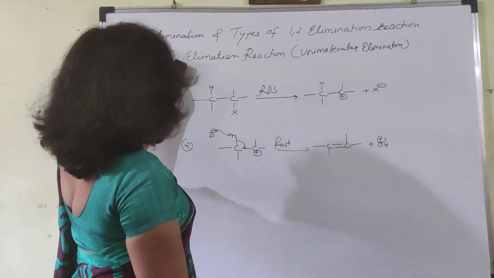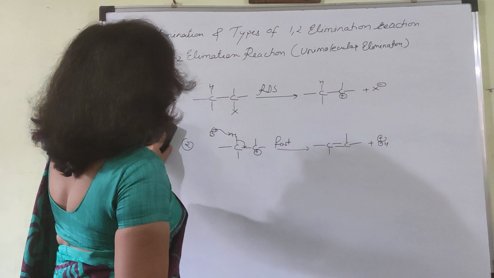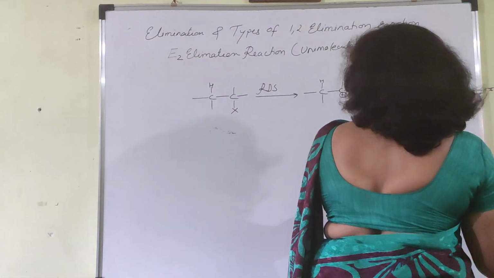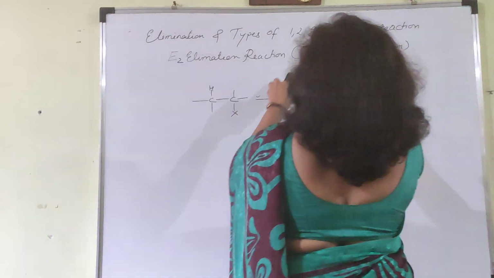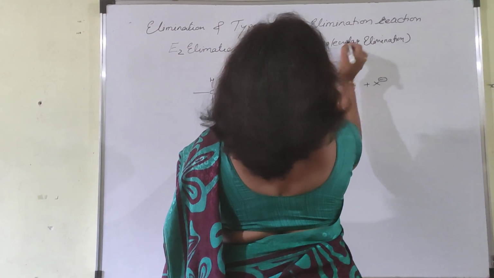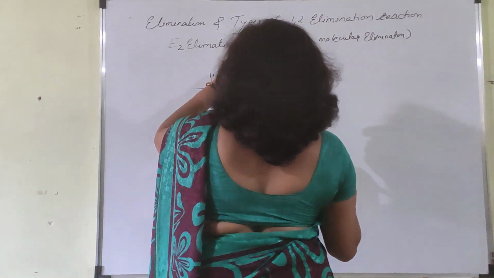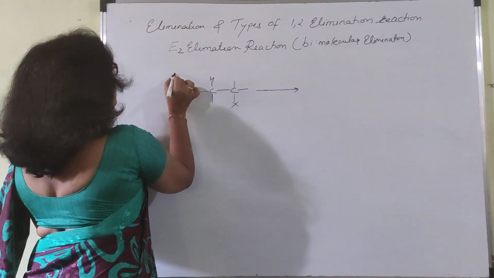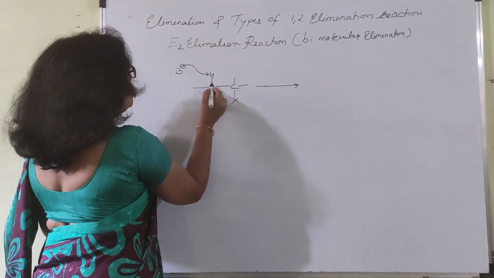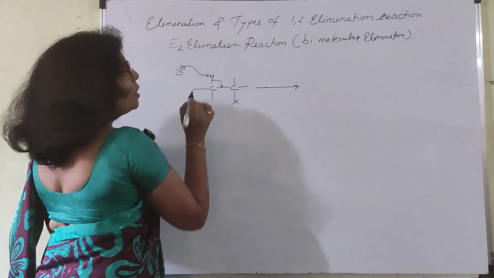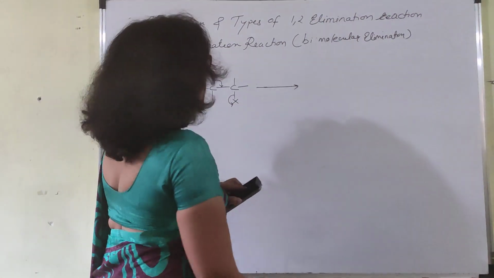Now let us move to the E2 elimination reaction. In case of the E2 elimination reaction, it is also called a bimolecular elimination reaction. Here, the base abstracts the proton. There is breaking of the C-H bond leading to formation of a carbon-carbon pi bond, and the X is cleaved away.